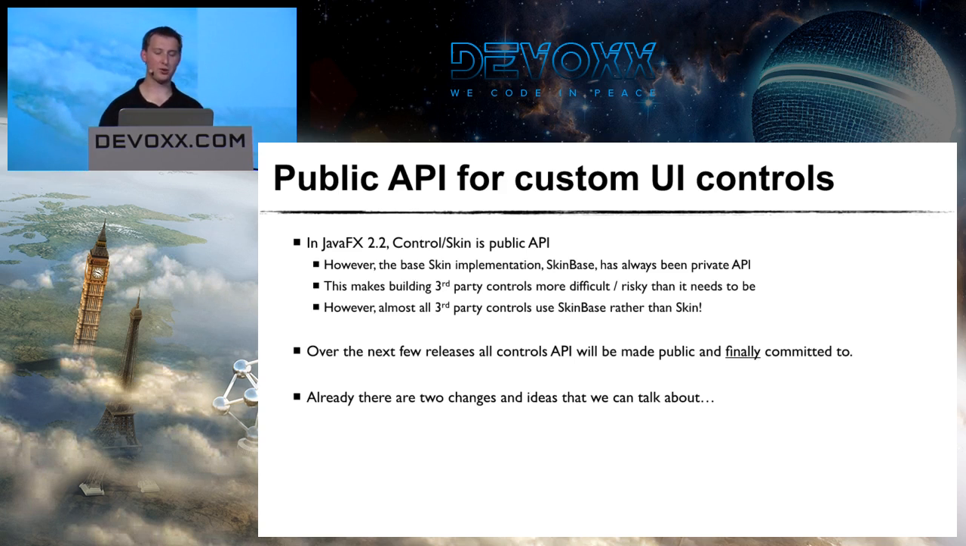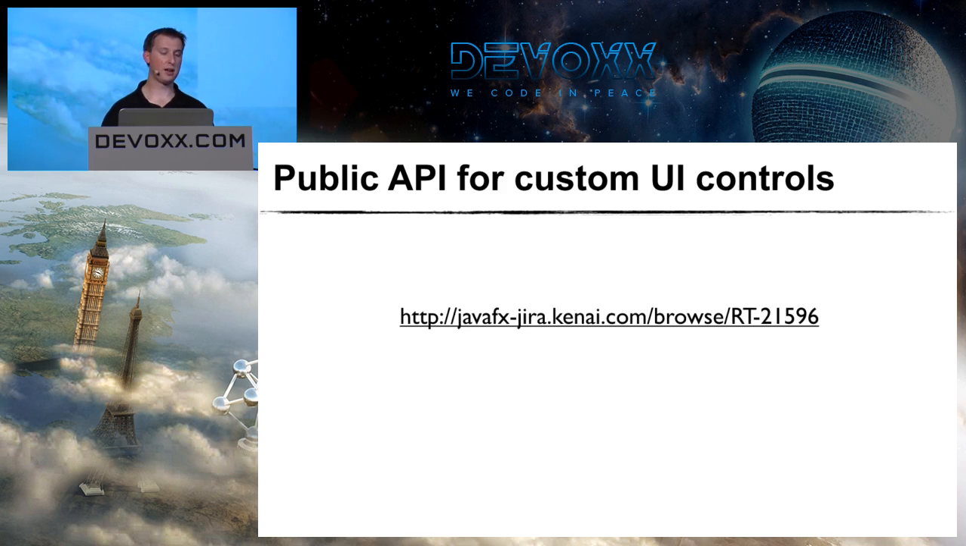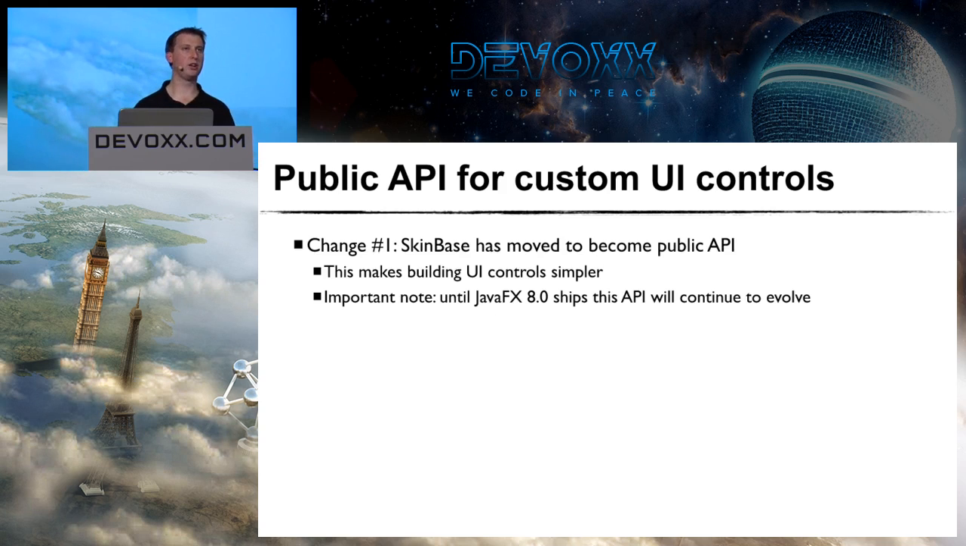It's not something that we're going to do straight away in 8, but certainly there are 2 things that we have already done, and one thing that I'm still working towards for 8. So we'll talk about those quickly now. Anyone interested can go to RT21596. That's the umbrella Jira issue for public API changes for UI controls.